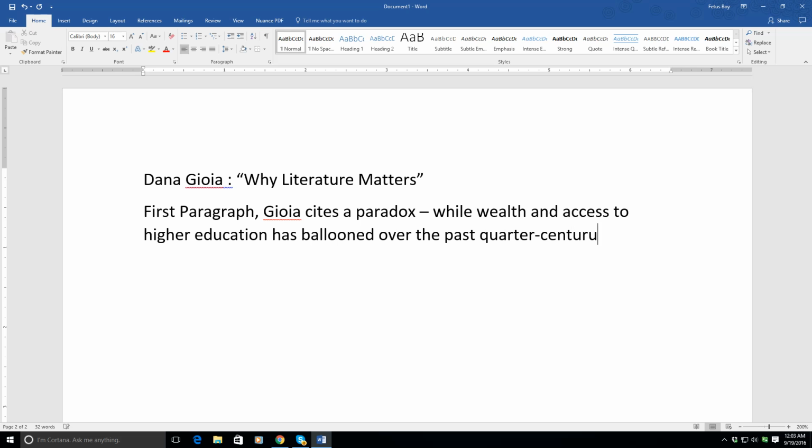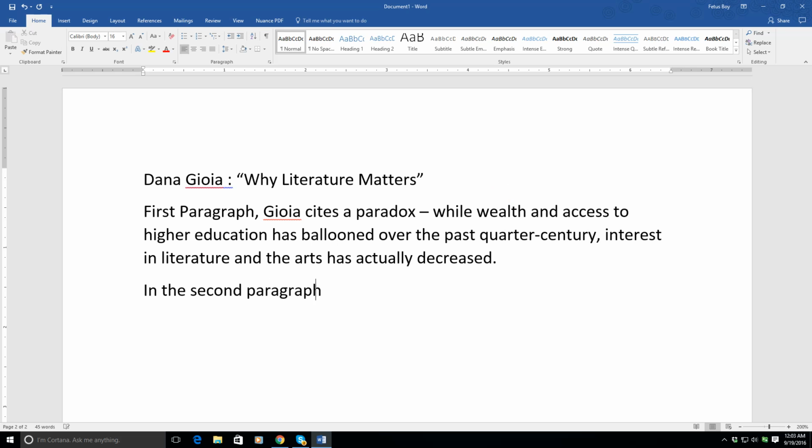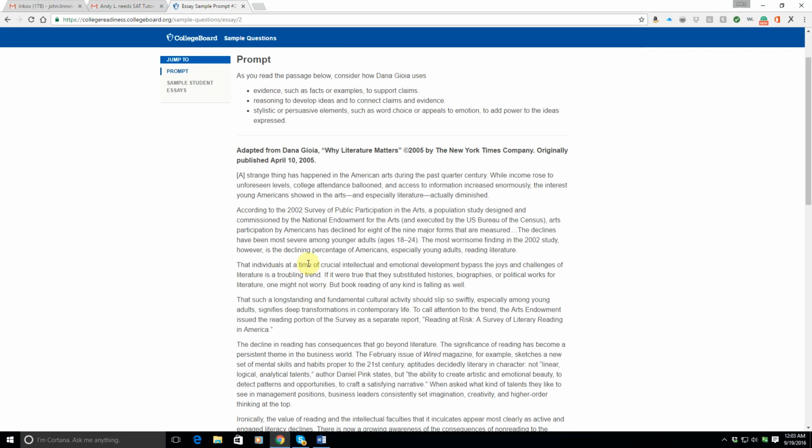Century, interest in literature and the arts has actually decreased. Okay, in the second paragraph. Okay, so what does she do in the second paragraph?